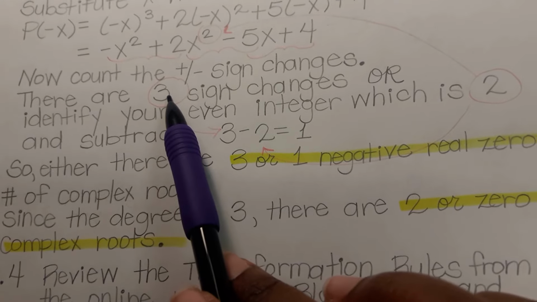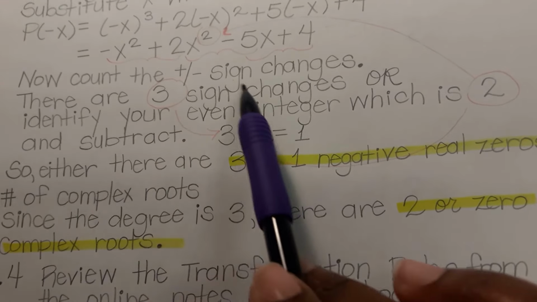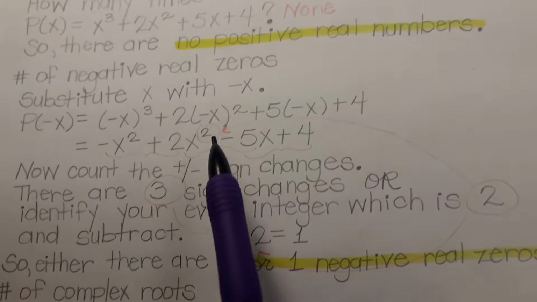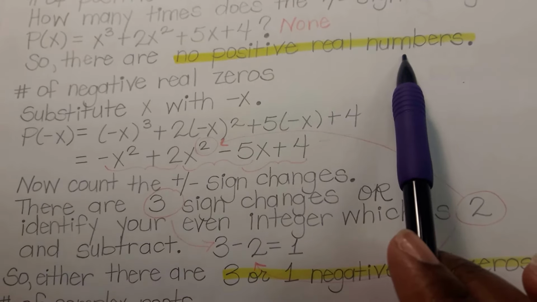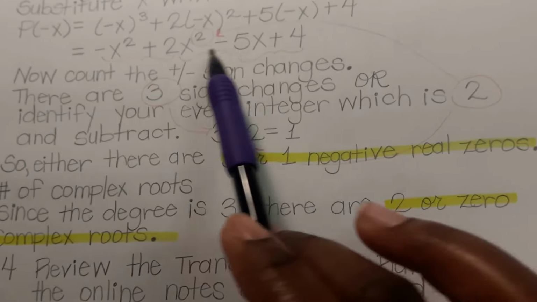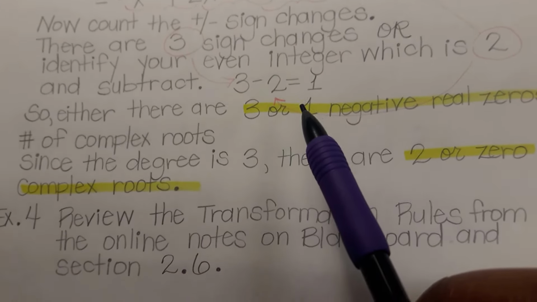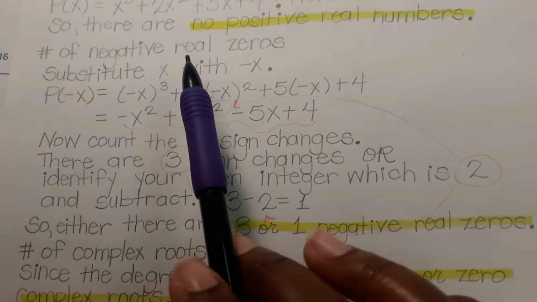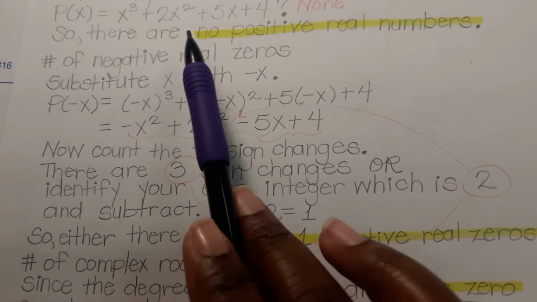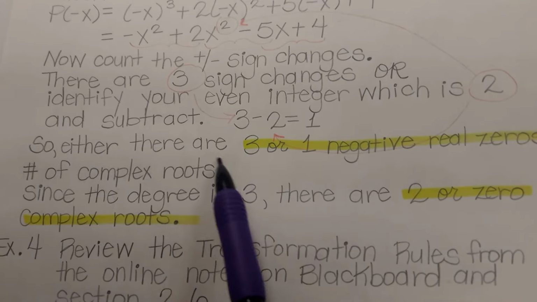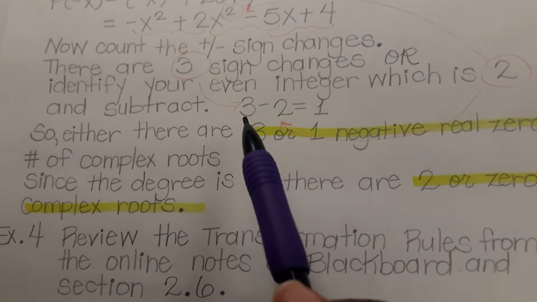But you do have to do an extra step. And this procedure here, you also have to apply to the positive real numbers. The only reason we didn't apply this part is because we had no positive real numbers. But if your positive numbers had sign changes, you would have to do the same counting technique.